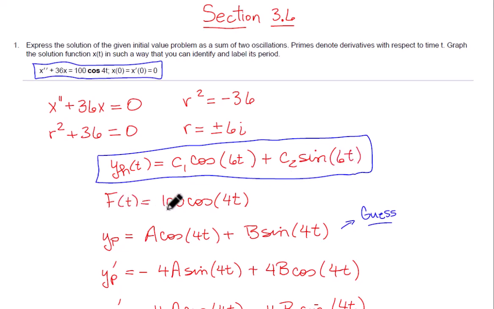So I look at my driving function. My driving function is 100 cosine 4t. So I'm looking at that and I'm thinking, okay, I've got a 4 here and a 6 here. So my driving function does not conflict with the homogeneous solutions. So when I do method of undetermined coefficients, I don't need any extra t's in there. All right, so this is my initial guess.